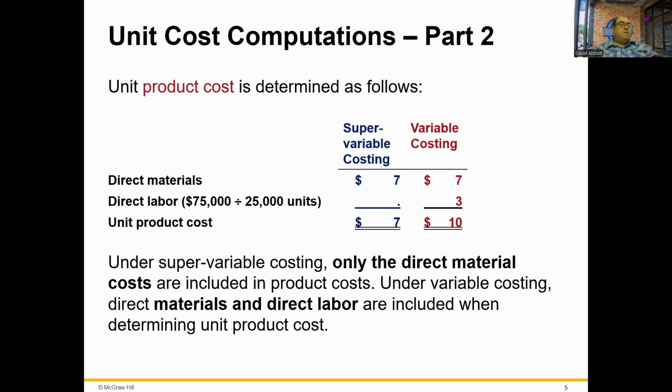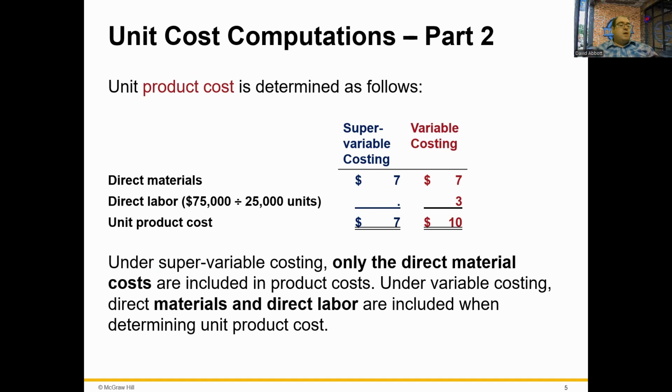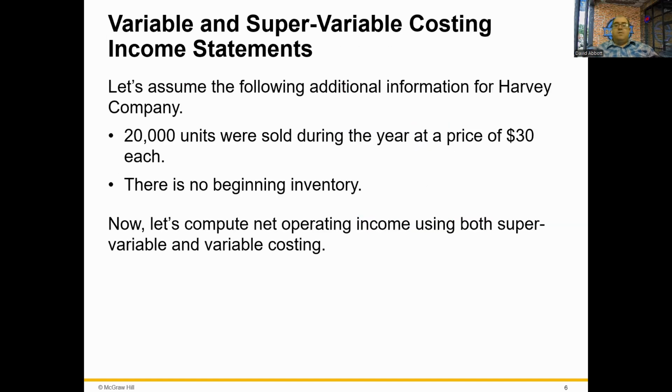So the unit product cost under super variable and variable costing would be $7 and $10 respectively. Under super variable costing, it would be $7 because we're only looking at materials. Under variable costing, it would be $10 because you have direct materials and you also have labor cost. So under super variable costing, only direct material cost would be included in the product cost. Under variable costing, direct material and direct labor would be included. That's your distinction there.